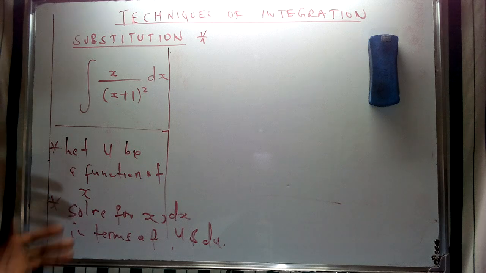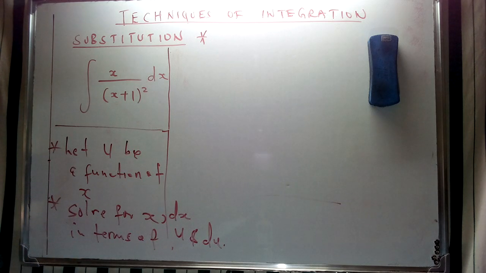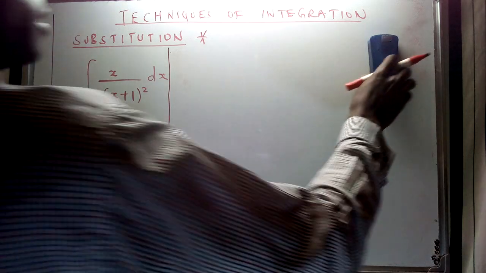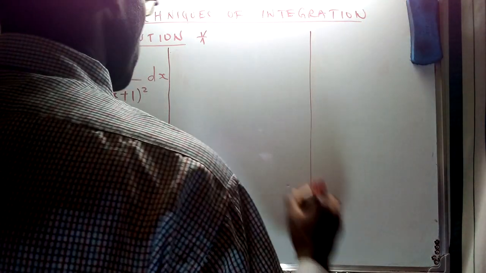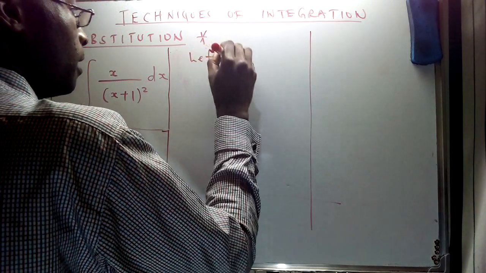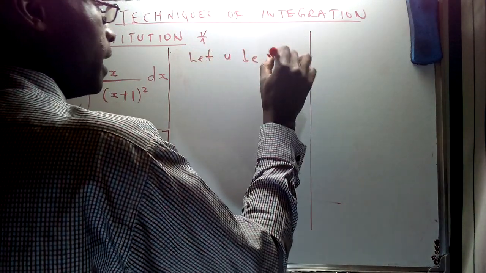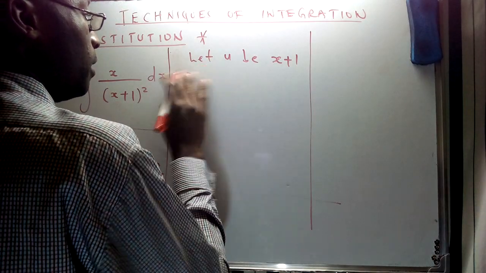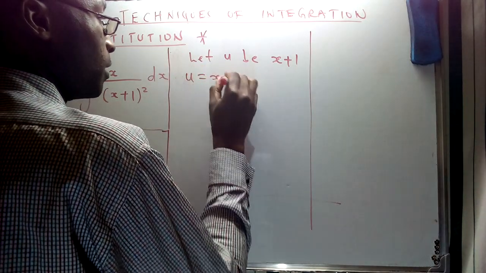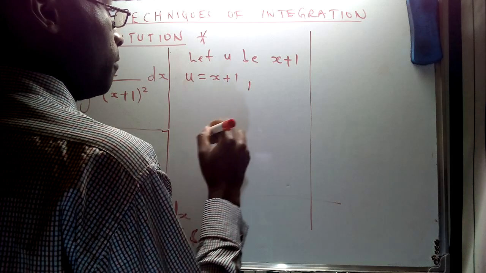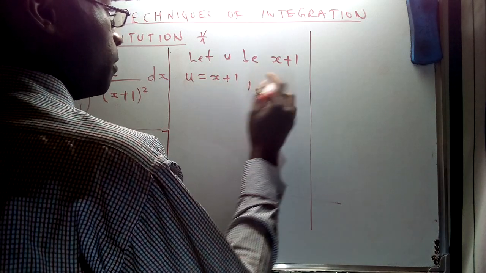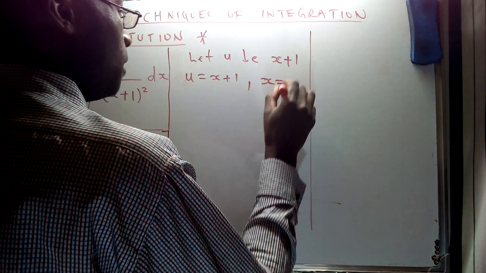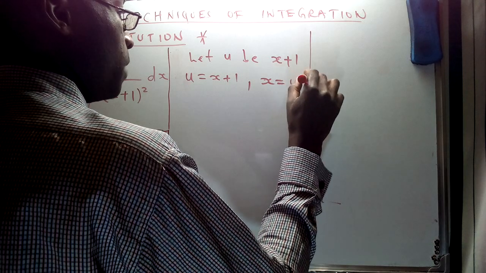And then at the last stage, we're going to rewrite this integral as a function of the original variable, which was x. So if we look at this using those specific rules that I've mentioned, we're going to say let u be x plus 1. So we have the equation u equals x plus 1. And from this we can derive that x is represented as u minus 1.